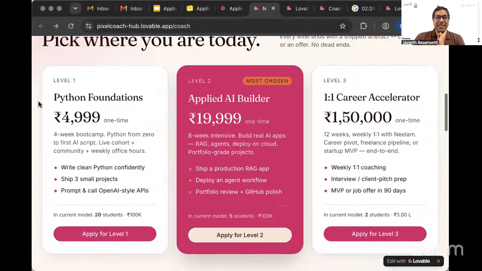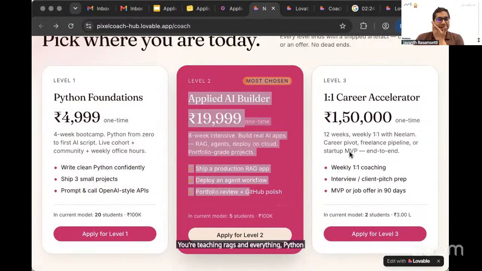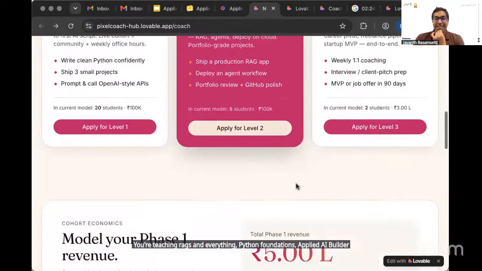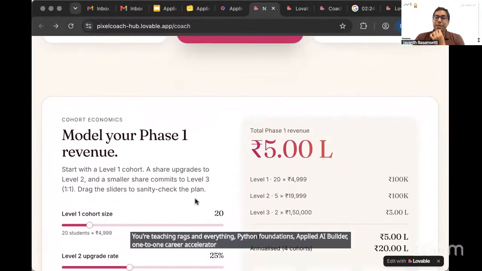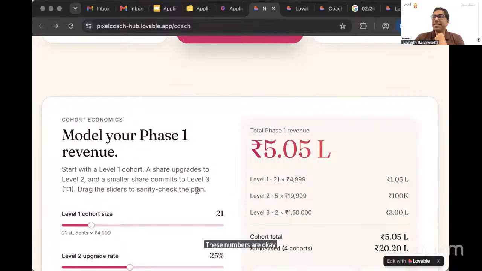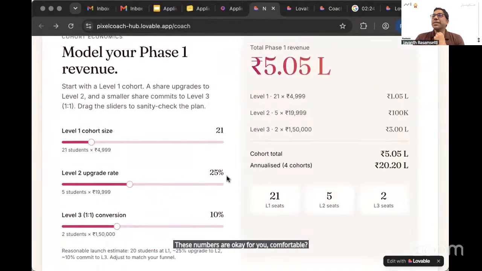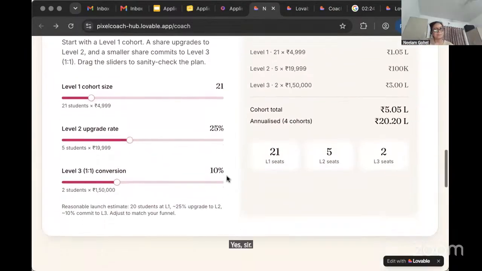You're teaching RAGs and everything: Python foundations, applied AI builder, one-to-one career accelerator. These numbers are okay for you? Comfortable? Yes, sir. Okay, very good. 10% conversion. I like this.